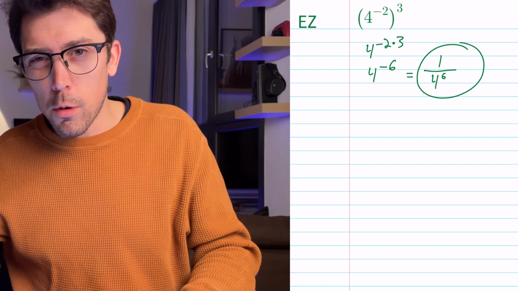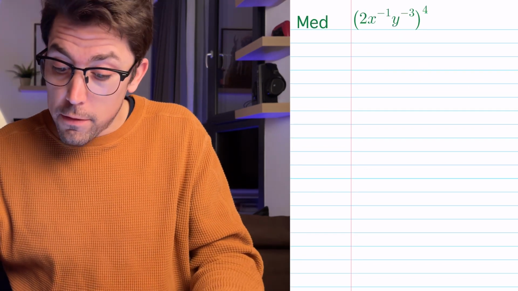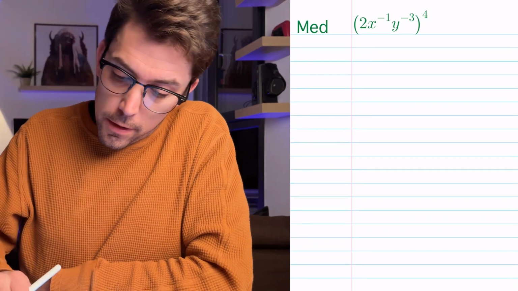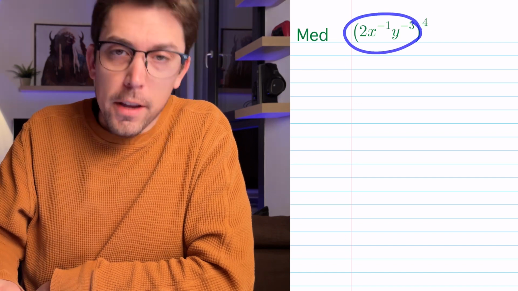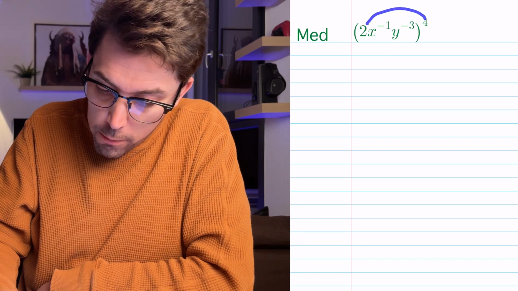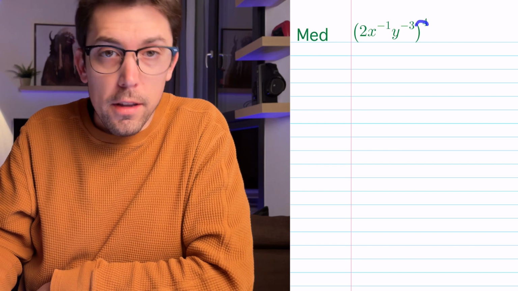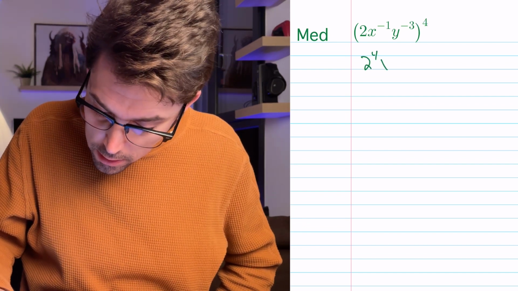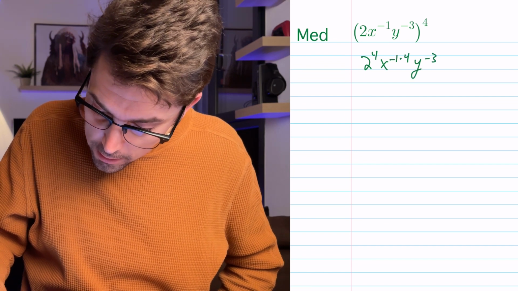Let's take a look at a medium one. So here we have 2x to the negative 1, y to the negative 3, to the power of 4. So let's not forget another property of exponents here, which is that this 4, everything inside of here is being taken to the power of 4, okay? Because we have 2, so we'll have 2 to the power of 4, x to the negative 1 to the power of 4, and then y to the negative 3 to the power of 4. So let me actually split that up into each. Negative 1 times 4, then y to the negative 3 times 4.